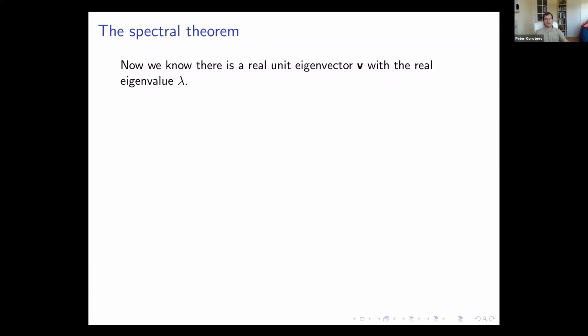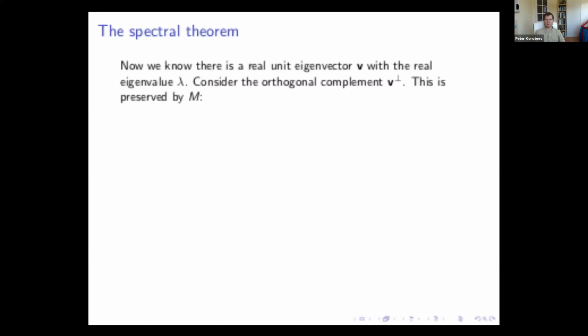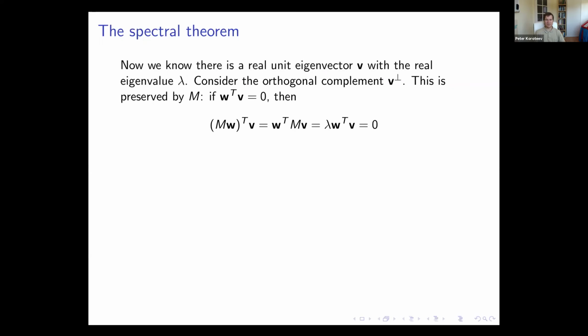Now we know that there is a real unit eigenvector with real eigenvalue. Consider the orthogonal complement V perp. And that is preserved by the matrix, right? Because if W transpose V is equal to 0, then if you act with matrix M on the vector W and then transpose it, we'll get (MW) transposed V equals W transposed MV is equal to lambda W transpose V is equal to 0.